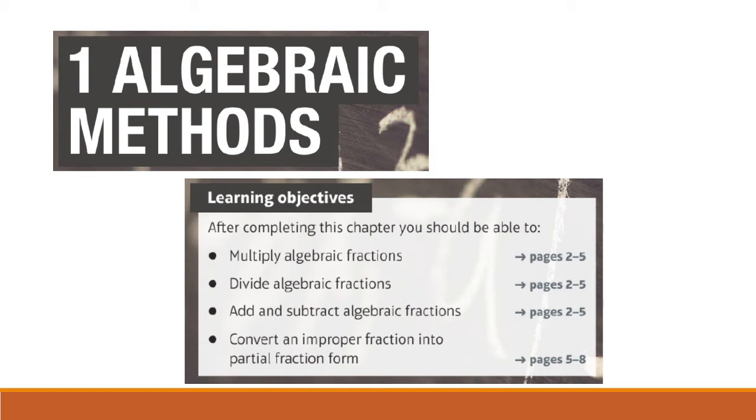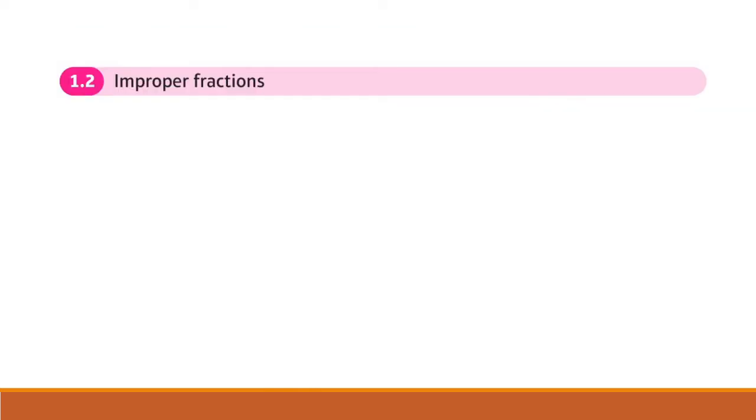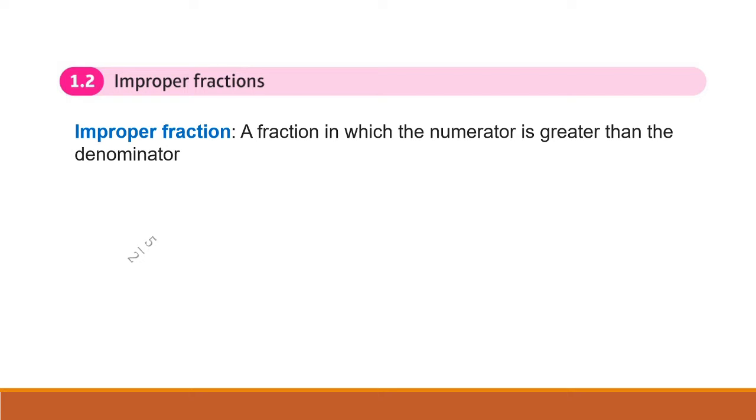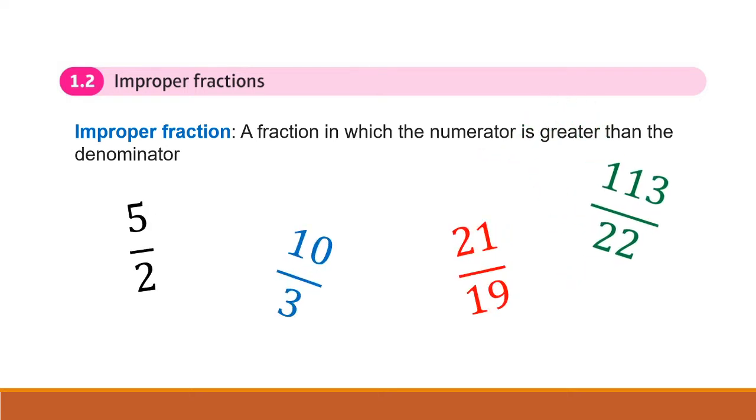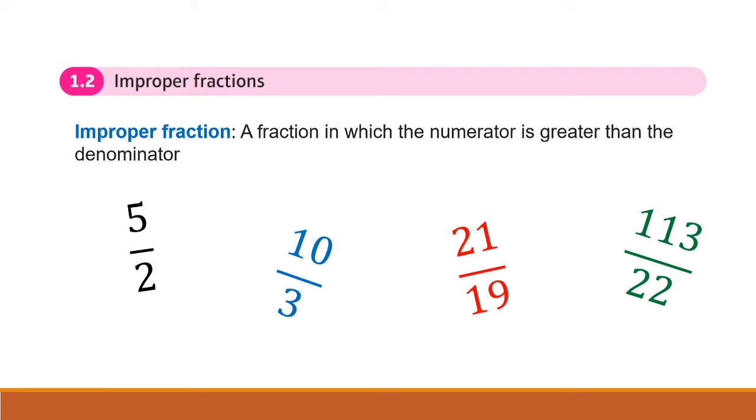Today we are going to do the last part of this topic, algebraic methods, which is converting an improper fraction into partial fraction form. Now what is an improper fraction? An improper fraction is a fraction which has a numerator that is greater than the denominator, right? Now for number fractions, you can very easily see whether they are improper or not. But when we are dealing with algebraic fractions, sometimes it's not that simple, right?